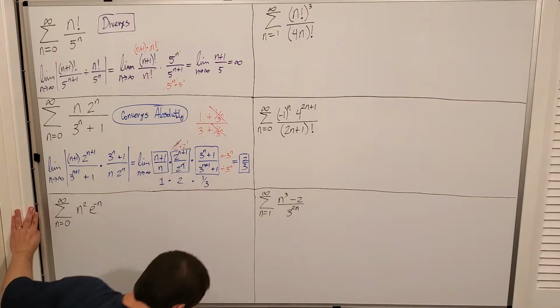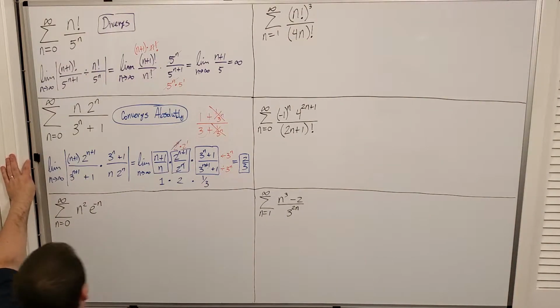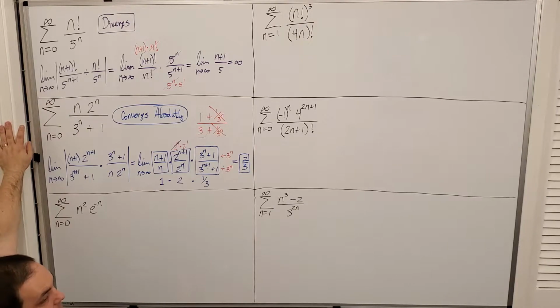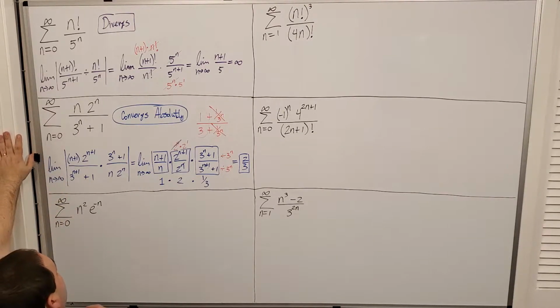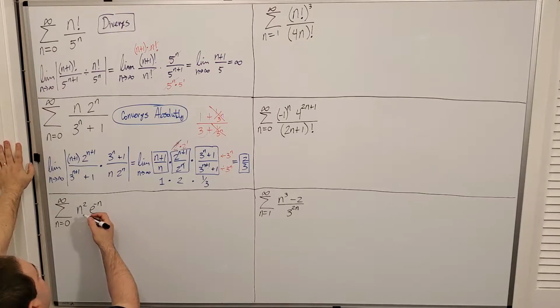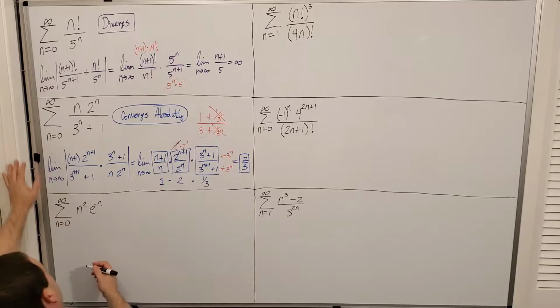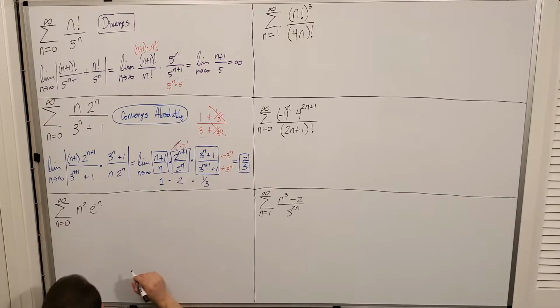Now let's see this one. n squared times e to the negative n. It might be easier for you to look at it another way. Well, actually, you know what? Let's go ahead and do it this way, because I want to write it the way the thing says in the original rules. So I'm going to set up my limit here.